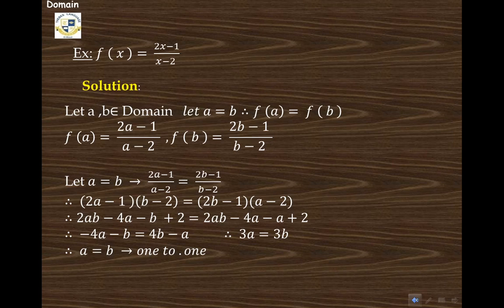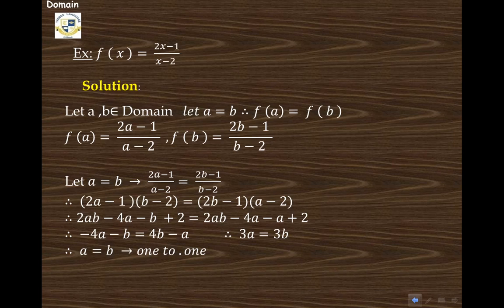I'll simplify the left hand side and the right hand side. Then 2a multiplied by b equals 2ab minus 4a. Negative 1 times b equals negative b, and negative 1 times negative 2 equals positive 2. Also 2b times a is 2ab. 2b times negative 2 equals negative 4b. Negative 1 times a is negative a, and negative 1 times negative 2 equals positive 2.